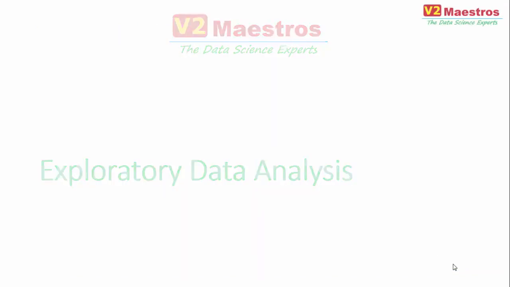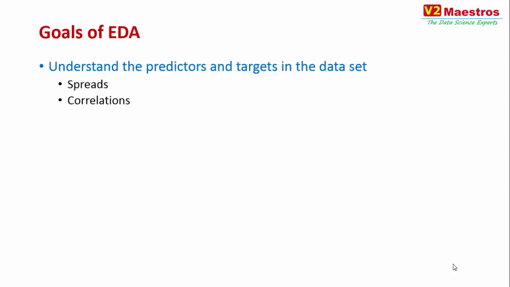Let's look at what exploratory data analytics is. Exploratory data analytics is one of the first steps you do once you get your data into shape, and the main goal of the EDA is to understand the predictors and targets in the data set. You want to understand how the predictors look, how the targets look, and what the relationships are between the predictors and the targets. How are the predictors correlated with the targets?